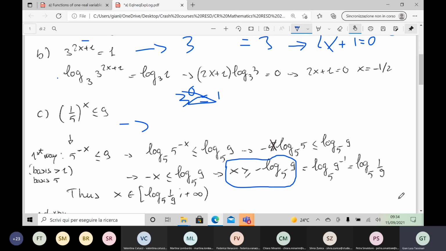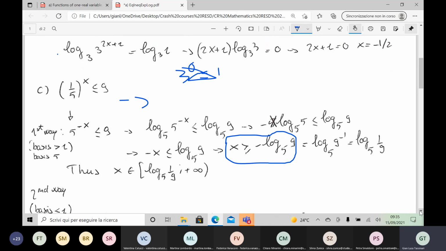Now, I show you the second method. The second method, which is most hated by students. Guys, you see here, I suggested you to transform this as a function with the basis greater than 1. And here I did this step automatically because I wanted to avoid the problem, but then I will explain this step.